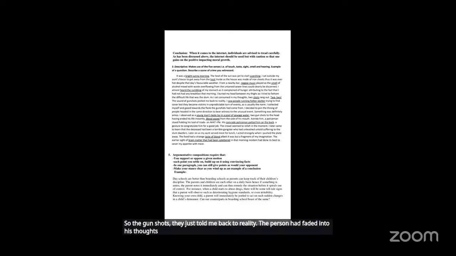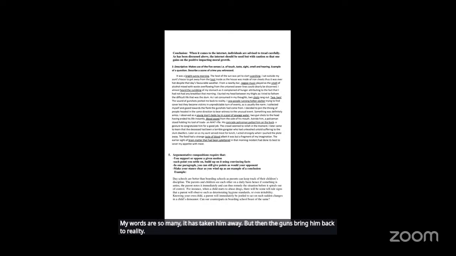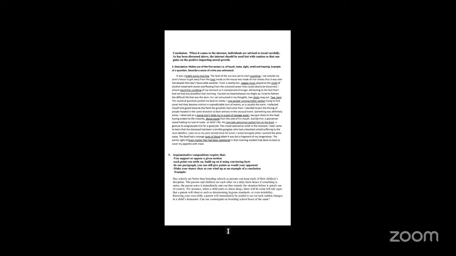So the gunshots, they just told me back to reality. The person had faded into his thoughts. Mawazo, so many. It has taken him away, but then the guns bring him back to reality. And then I saw people running helter-skelter. This one is a descriptive essay. Composition. What did you see? What did you hear? What did you feel?